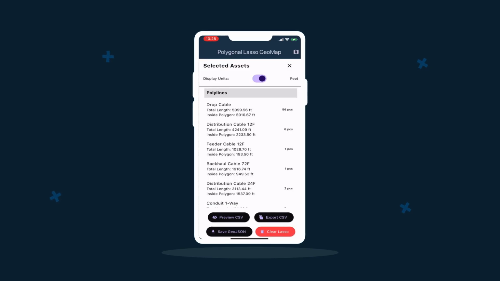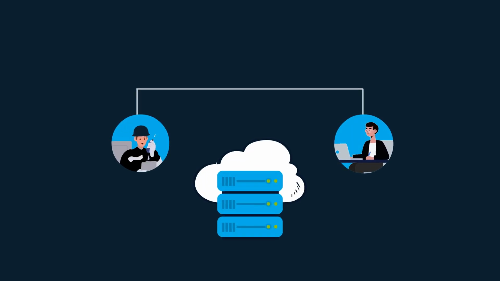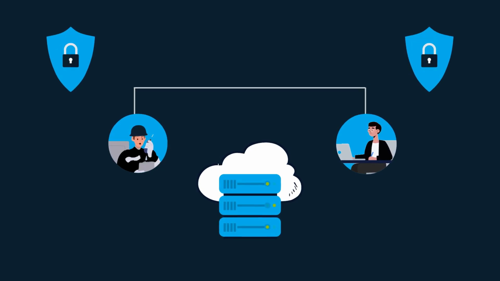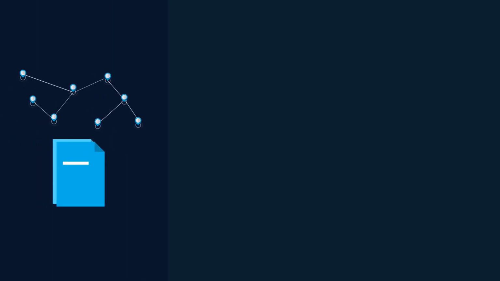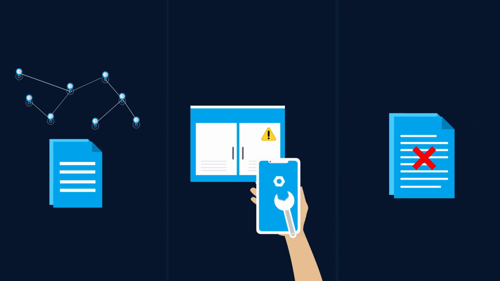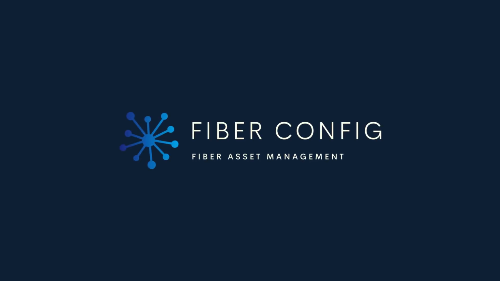From the field to the desktop, the Fiber Configuration Manager brings your data together into a single, real-time source of truth. Customizable, scalable, and built for today's networks. Fiber Config enables teams to enhance network planning, streamline maintenance, improve data accuracy, and ensure your network operates at peak efficiency today and into the future.